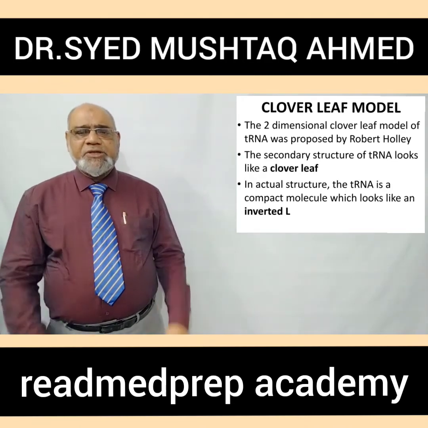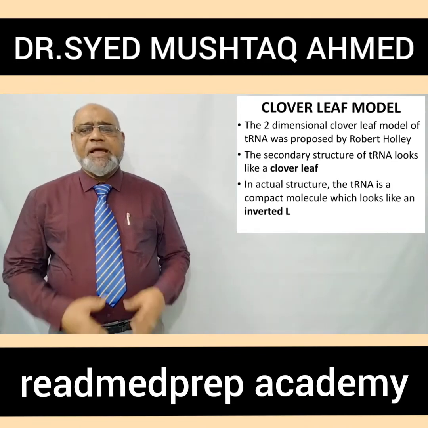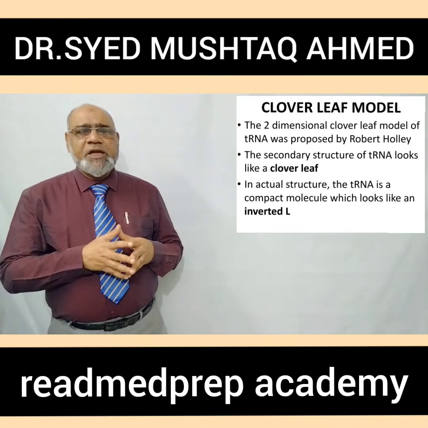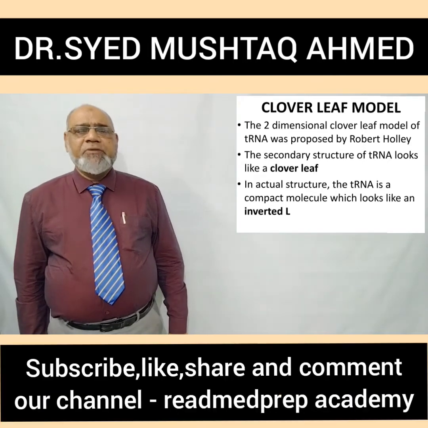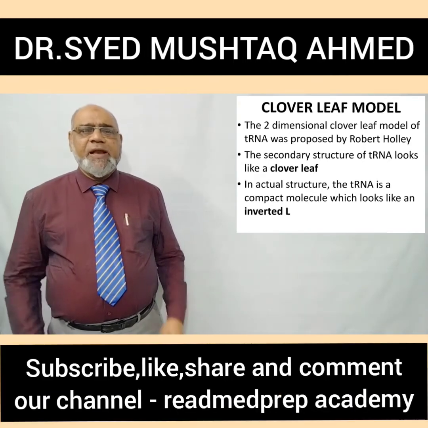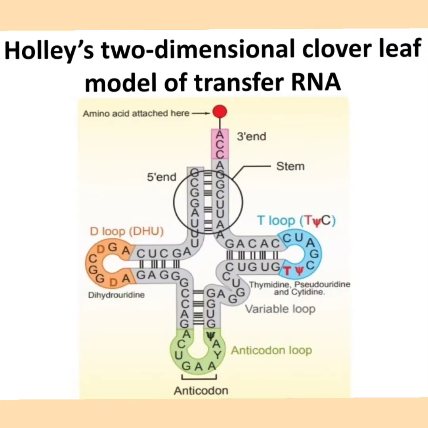The secondary structure of transfer RNA looks like a clover leaf. In actual structure, the transfer RNA is a compact molecule which looks like an inverted L. Here in Holley's two-dimensional clover leaf model of transfer RNA, you can see a D loop on the left side with the stem. It is called the DHU, dihydrouridine loop.